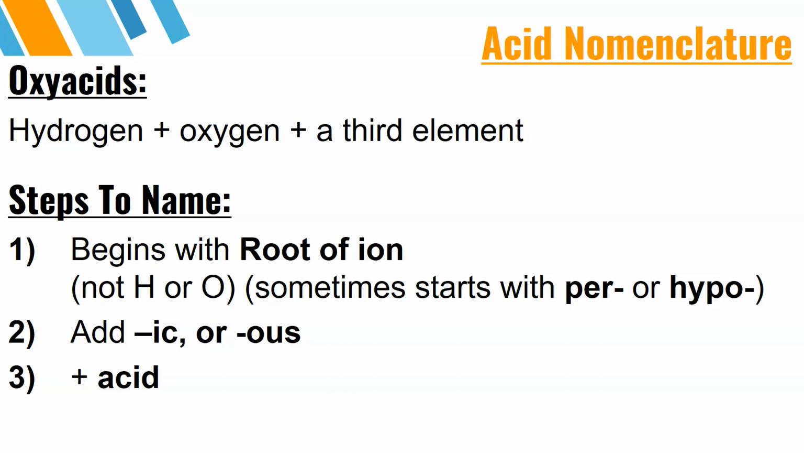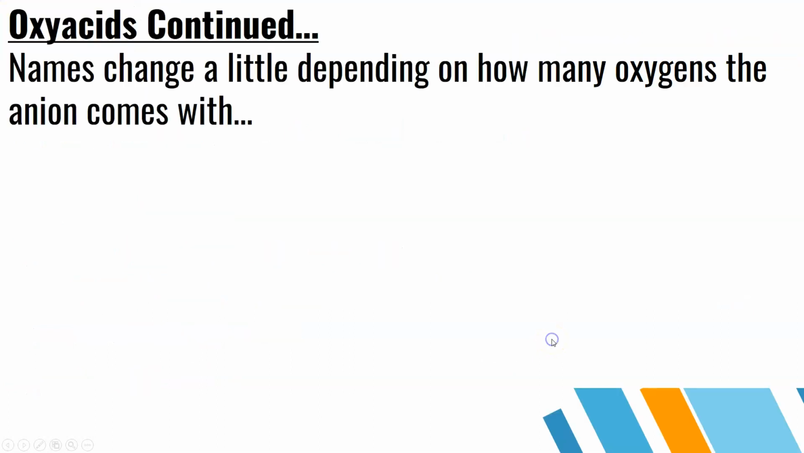So let's look at how we figure out whether or not you have to have one of these prefixes and which one, and whether or not you have to have one of these endings, which one of these to use. It depends on how many oxygens the anion comes with. The anions are going to have kind of the same foundation, and then you're going to have more or fewer oxygens.